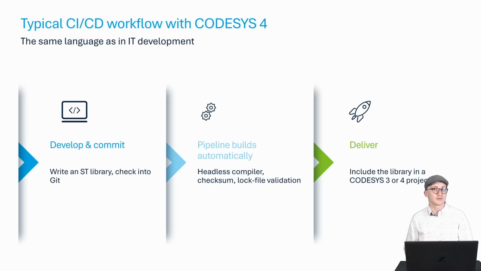Third, you deliver. The compiled library can go into a CODESYS 3 project or a CODESYS 4 project. Because both share the same runtime and library format, the output is immediately usable in either. That is the core value. Every commit follows the same defined path with reproducible results.